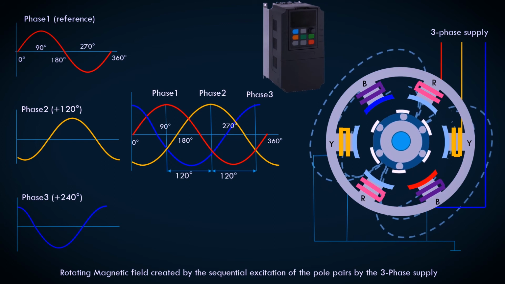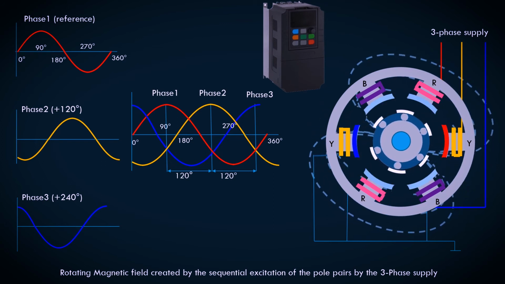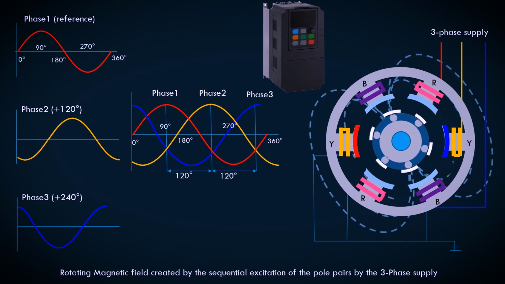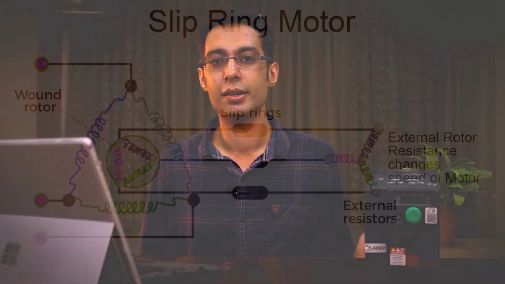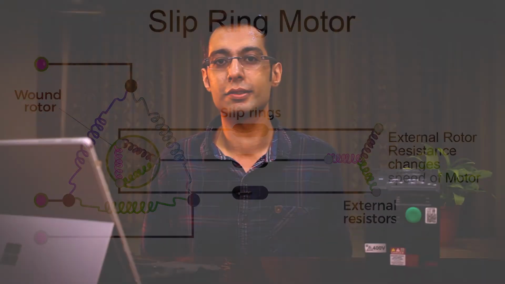VFDs are used to change the speed of the rotating magnetic field of the stator, which in turn controls the speed of the rotor. VFDs are not the only way to control the speed of an AC induction motor. Slip ring motors are constructed the same way, just that in their rotor windings we have connected external resistors to change the current and hence change the speed.